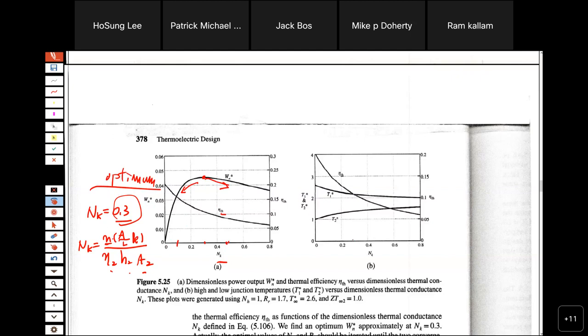And the temperature dependence of K is huge. Temperature T1 and T2 is huge, and K is so sensitive to the power. So although in this plot, efficiency does not show an optimum, it's okay. Why okay? Once I have the optimum power, that's okay. I know that. They're very close to optimum.